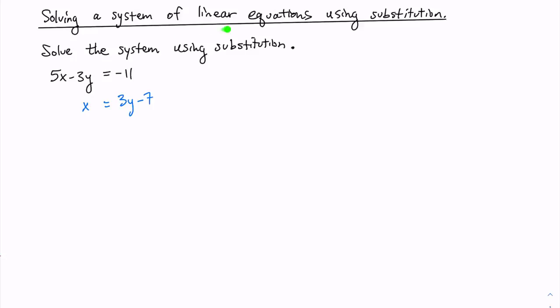Solving a system of linear equations using substitution. Remember that a system of equations is really just saying that we have more than one equation. So there's two equations. We also have two unknowns. So we're going to take advantage of these two equations to solve for those unknowns.